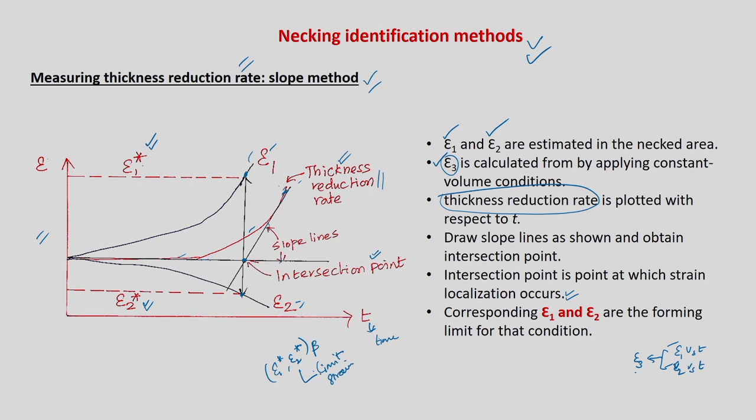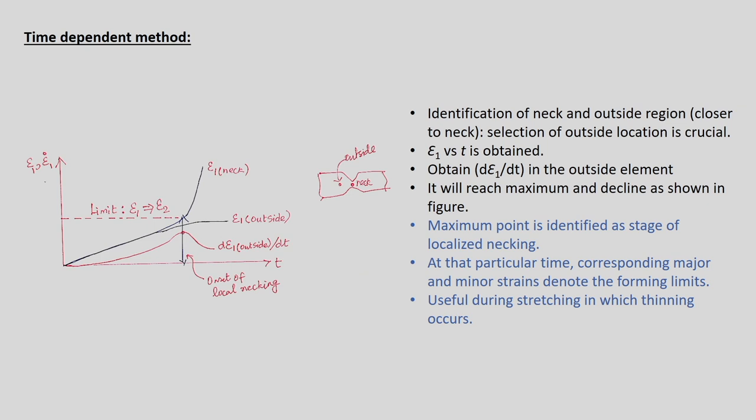And you can change the beta value to get different limit strain values. This is one way. There is another method which is also easy, called the time dependent method. This is similar, but slightly different. In this method you have to choose 2 locations.